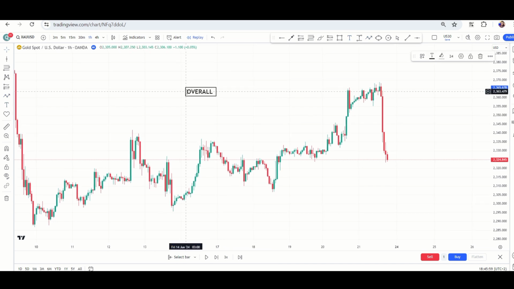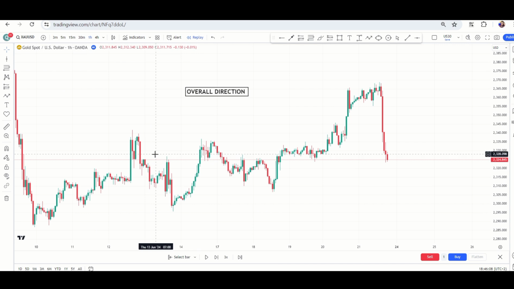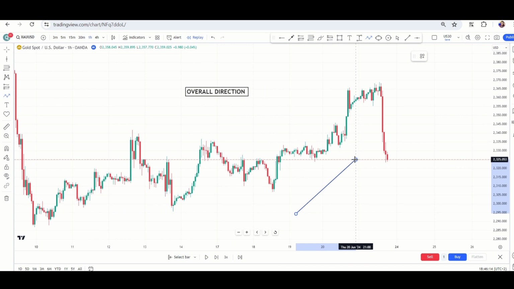You first want to determine the overall direction, meaning what is the overall market direction. Now, the overall market direction can either be uptrending or it can be downtrending.